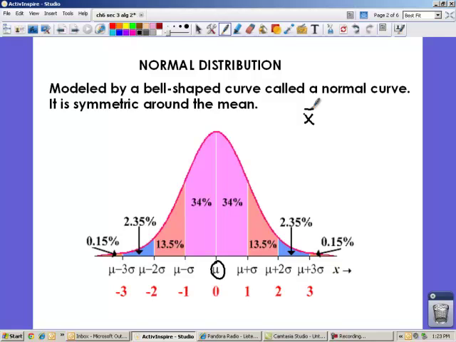And now this symbol here is the standard deviation. And so, for instance, we're taking the mean plus standard deviation, the mean plus 2 times standard deviation, and so on. All the bell curves are going to have the percents on each side be exactly the same. So 34% here and there, 13.5 on both sides, 2.35 on both sides, and 0.15 on both sides.